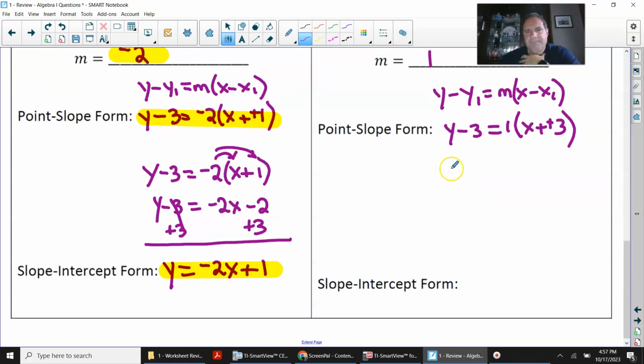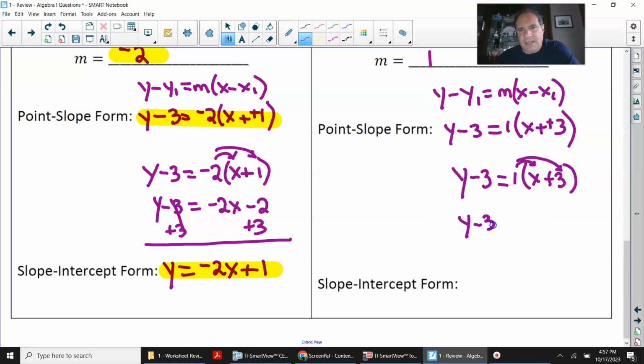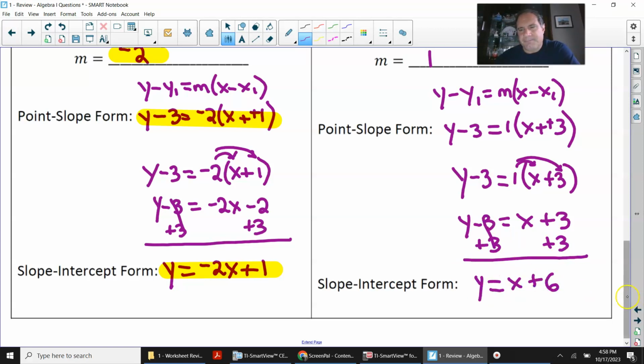I'm going to rewrite it as y minus 3 equals 1 times x plus 3 to give myself some room to solve for y. When I distribute, it's really just 1 times this, which is the same thing. 1 times x is x, and 1 times 3 is 3. Then you add 3 on both sides to solve for y, and you get your slope-intercept form is y equals x plus 6. So again, you have 3 answers. You have the slope is 1, you have the point slope form, and then you have the slope-intercept form.